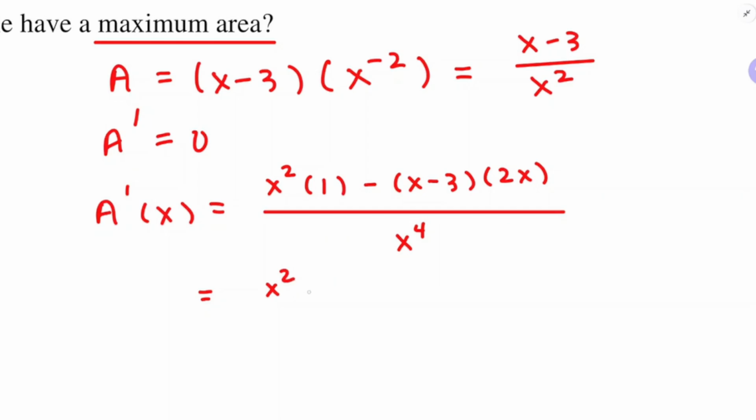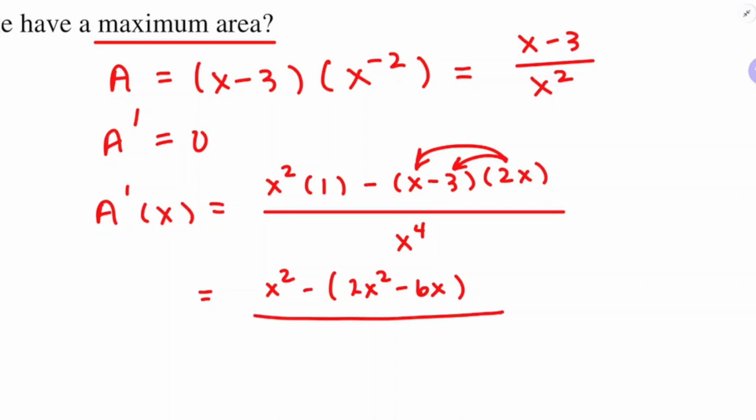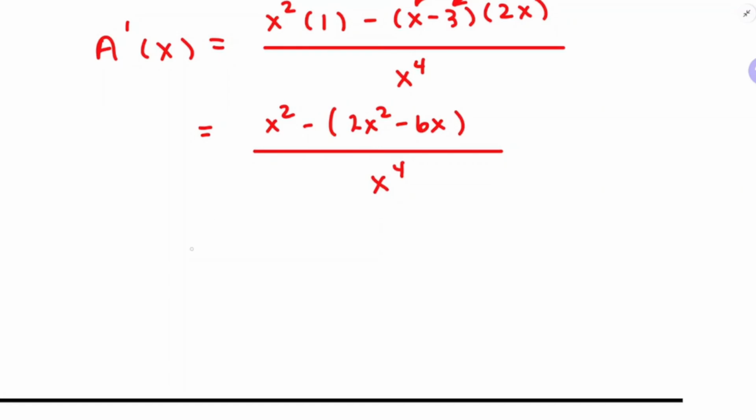X squared. I'm going to distribute and be careful with parentheses. Okay, so minus, that's going to be a 2x squared minus 6x multiplied by x to the 4. And I'm going to subtract x squared minus 2x squared is a negative x squared. And the negative of 6x would be positive 6x. I can factor the top.